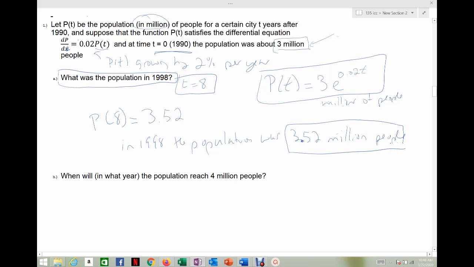So 3.52. So it grew by about a little over 500,000, right? In 1990, we were at 3 million. In 1998, we were at 3.5. So it grew by about 500,000 people, and it's not growing real fast, right? 2% is not an incredibly fast rate of growth. It's a fairly small rate of growth, so it should make sense. It's not going to grow leaps and bounds in 8 years, but it is going to grow by about 500,000 people.